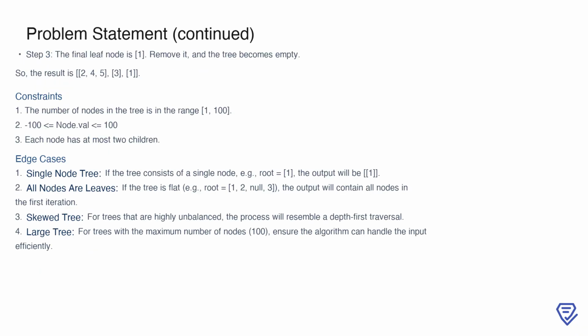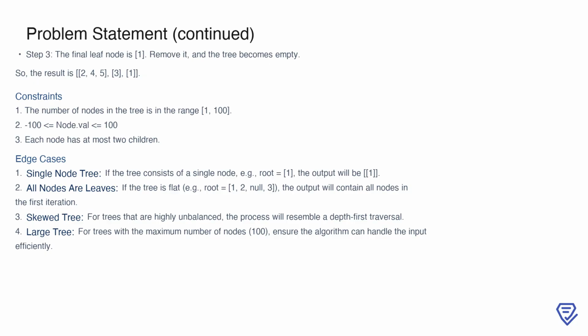Next, let's consider a more complex example where the tree is slightly unbalanced. In this case, the root node is 1, and it has two children, 2 on the left and 3 on the right. Node 3 further has two children, 4 and 5, while node 2 has no children. In the first step, the leaf nodes are 2, 4, and 5. Removing these nodes leaves a tree with only the root node 1 and its right child 3. In the second step, the new leaf node is 3, and removing it leaves just the root node 1. Finally, in the third step, the root node 1 is removed, leaving the tree empty. The output for this example is [2, 4, 5], [3], [1].